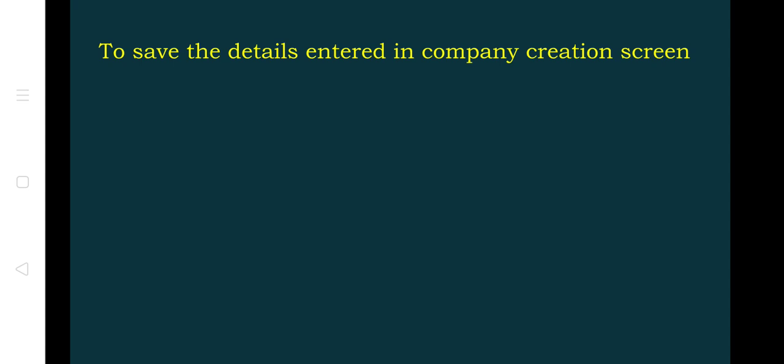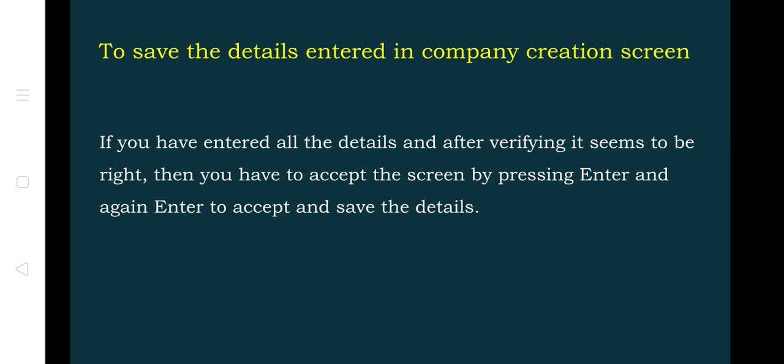After giving all the information, you have to save the details, and now the company will be created. If you have entered all the details and after verifying it seems to be right, then you have to accept the screen by pressing enter, and again enter to accept and save the details. When the information is correct, we can just press enter. Otherwise, if you want, you can make any changes, and once you press enter, the changes are done. And now we are saving the company creation screen. So that's all. We have created the company.